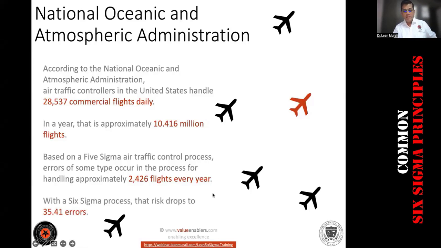Now, just to give you an idea, if you process with Six Sigma, the risk drops down to 35.41. From 5 Sigma to 6 Sigma, if you increase by 1 Sigma, then the error drastically drops from 2,426 to 35.41. If this is clear, type SC, super clear, in the chat box, and I will teach you how to calculate these Sigma levels slowly and steadily. Don't worry about that. All you have to understand is that with 1 Sigma improvement, your error reduces drastically. Most of you are super clear. How this is calculated, we will show you shortly.